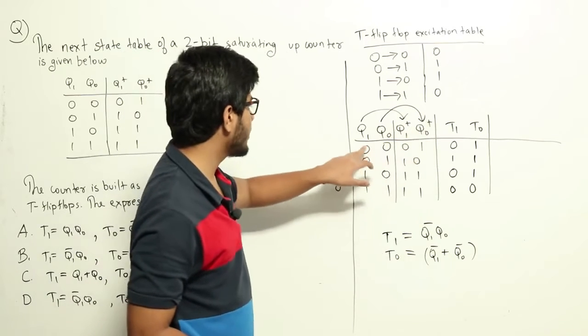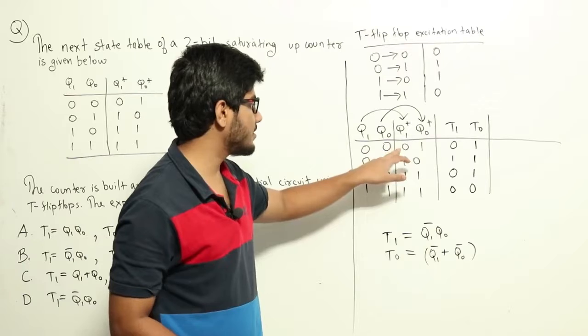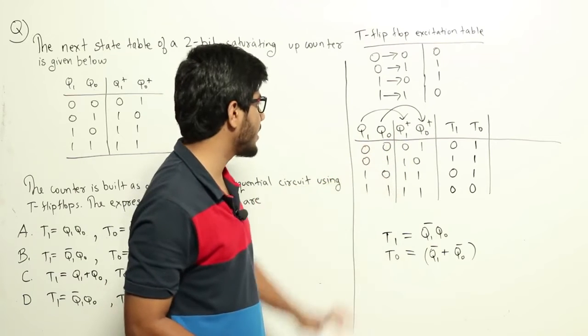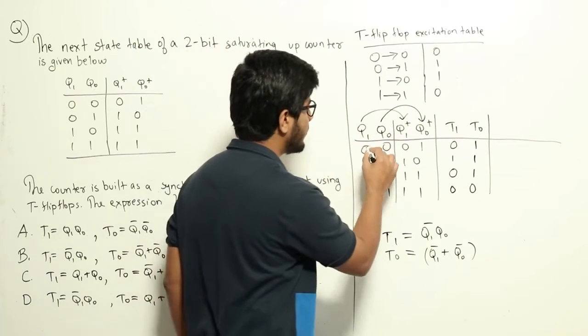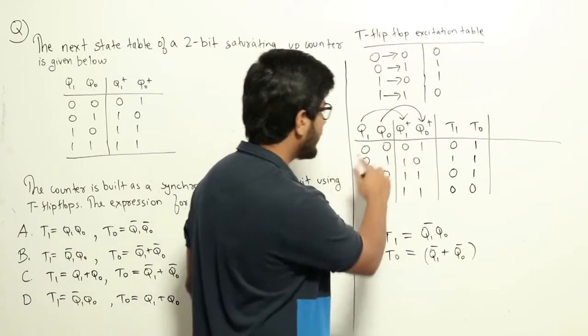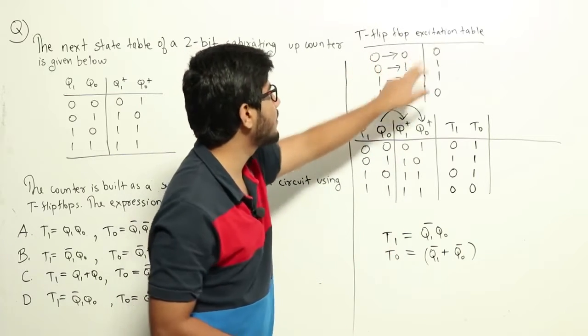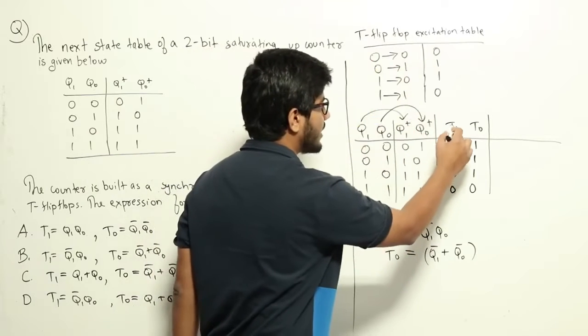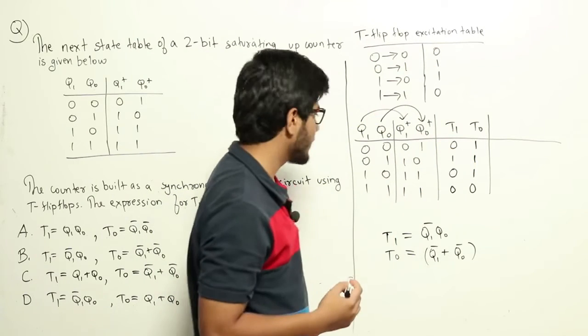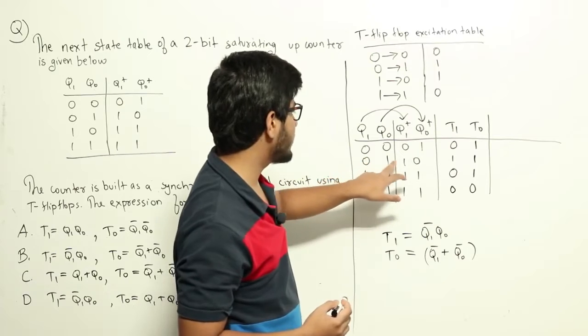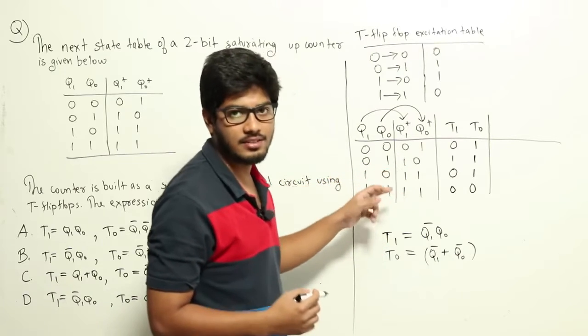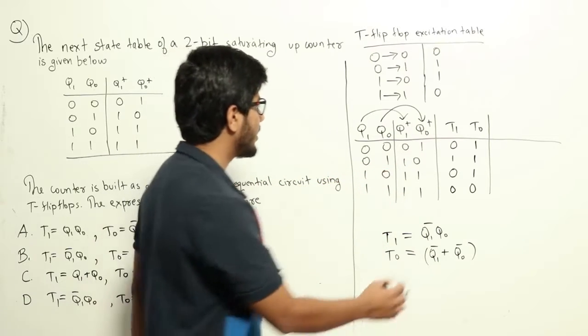So let us look at Q1. Q1 is changing from this to this, and let us see what the input should be for this change to happen. Here Q1 is changing from 0 to 0, meaning what should be the input? Just look at the excitation table. When a T flip-flop changes from 0 to 0, the input should be 0, meaning the input T1 should be 0. Okay. Similarly here Q1 is changing from 0 to 1. When does that happen? That's a toggle operation, meaning the input should be 1.